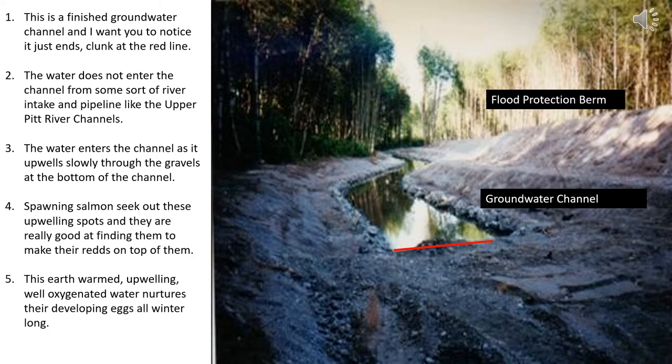Off to the right is that flood protection berm. Made of the materials that came out of the groundwater channel, it provides that protective berm that keeps the dirty, silty water in the big floods in the Mamquam River from dumping over and depositing in the clean spawning gravels of the channel. So once it's built, no fish have probably been in this part of the floodplain for decades, possibly centuries.